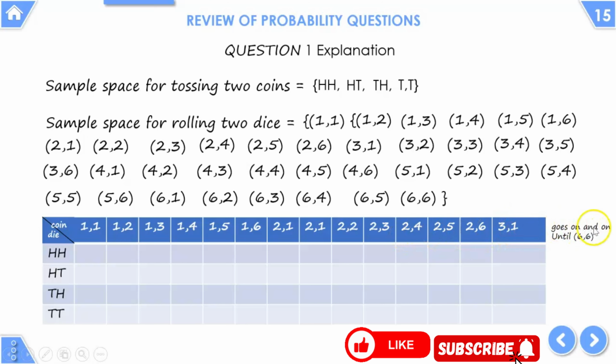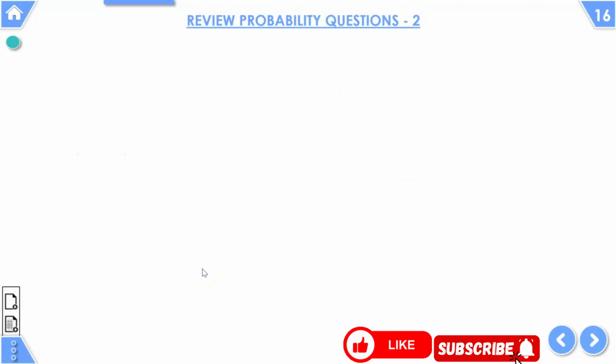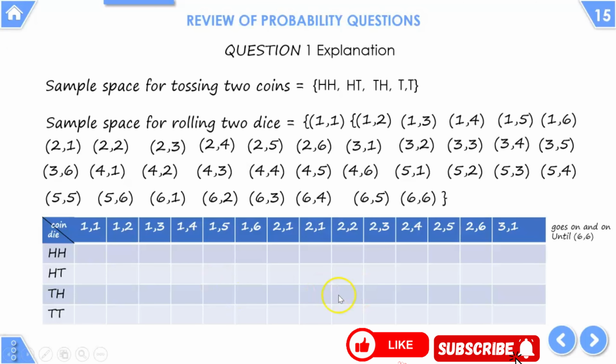So it goes on and on until 6, 6. Now let's try combining that. When you combine that, you know that this first box is going to get HH11, HH12, HH13, HH14, and it moves on and on until we fill this whole box. And these are the sample spaces for these outcomes. And so we find out that that is the particular answer we are looking for, this particular outcome.